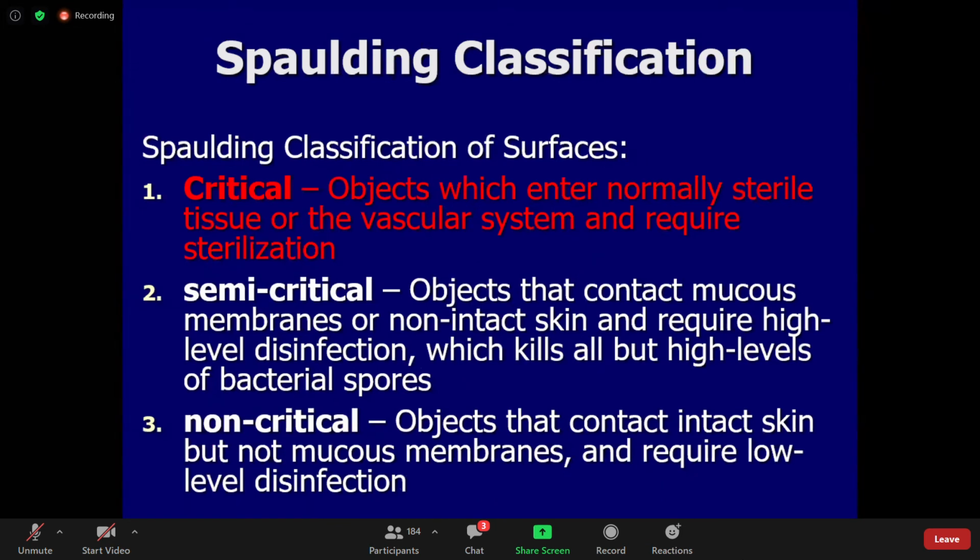And this is the Spaulding classification, which they developed about 40 or 50 years ago. They classify surfaces as critical, meaning any objects that enter sterile tissues or the vascular system; semi-critical, those that contact mucous membrane or non-intact skin; or non-critical, those that contact intact skin but not mucous membrane, which requires low-level disinfection. So you should know that for critical items, you need to sterilize. For semi-critical material, you need high-level disinfectant. For non-critical, you need low-level disinfectant.